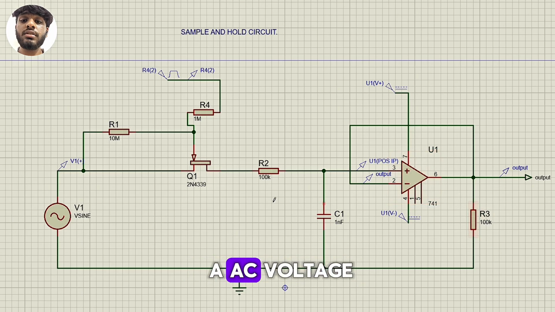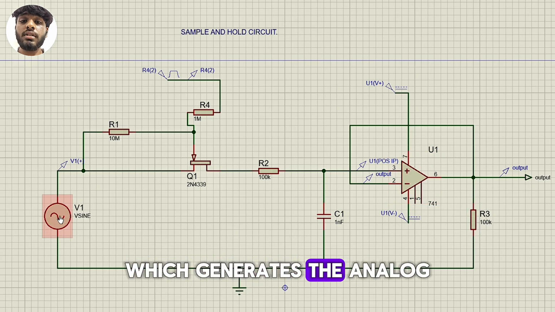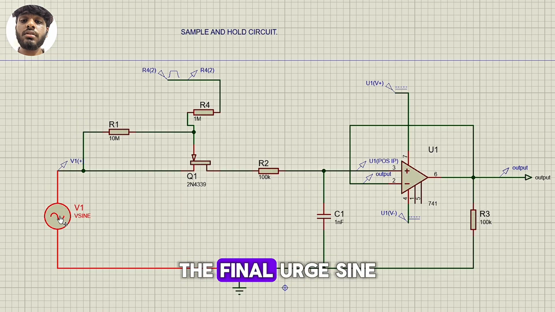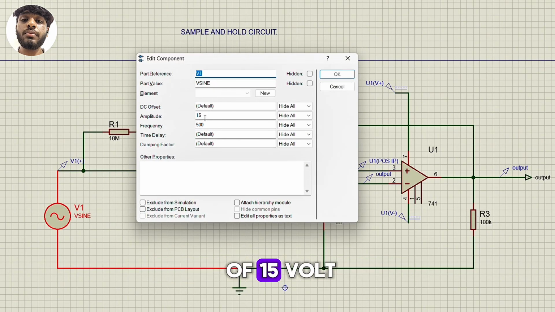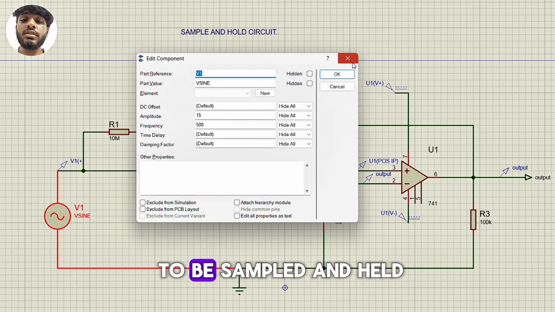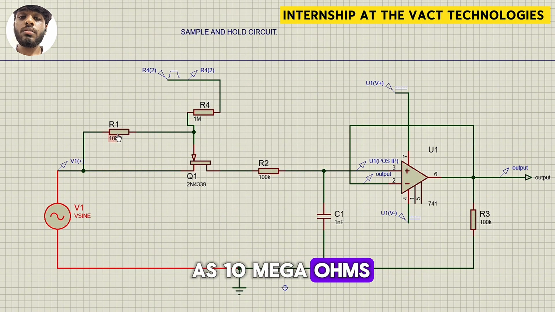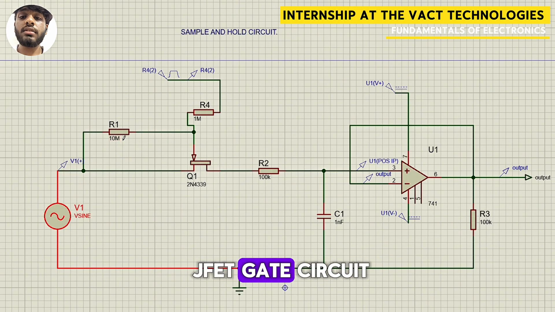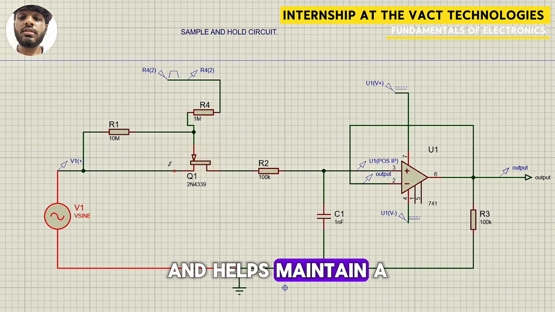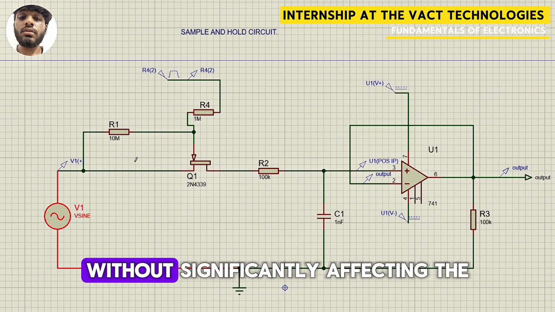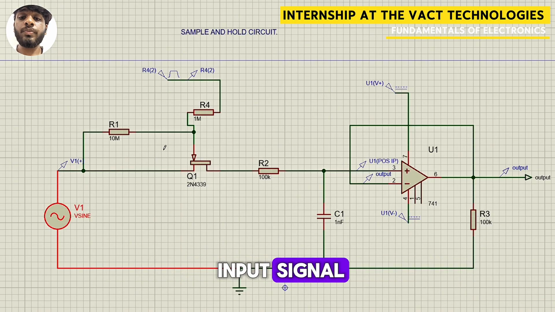The input signal is a DC voltage which generates the analog input signal, a 500 Hz sine wave with an amplitude of 15 volts. This is the signal to be sampled and held. R1, which is rated as 10 megaohms, provides biasing for the JFET gate circuit and helps maintain a stable operating condition without significantly affecting the input signal.